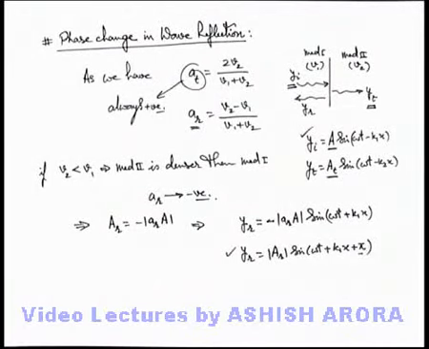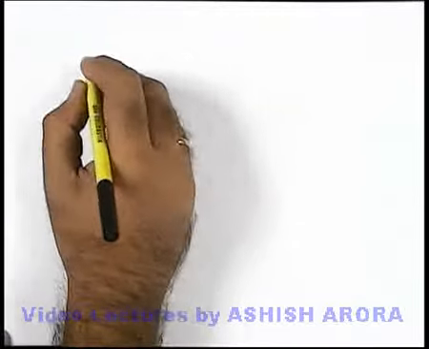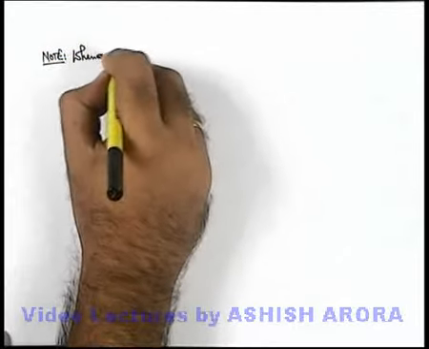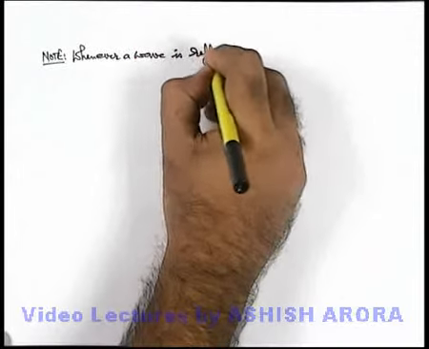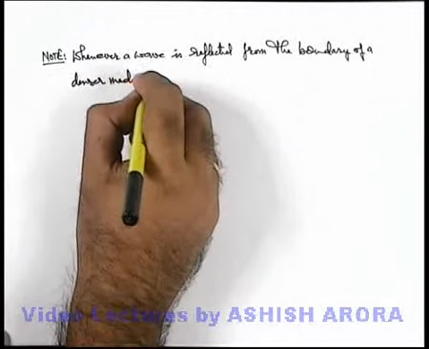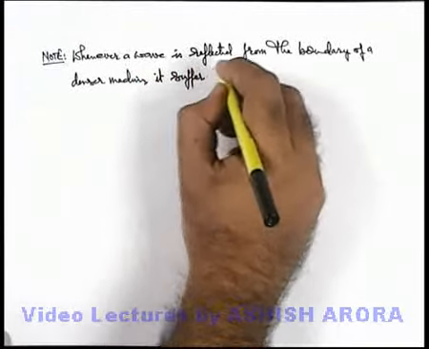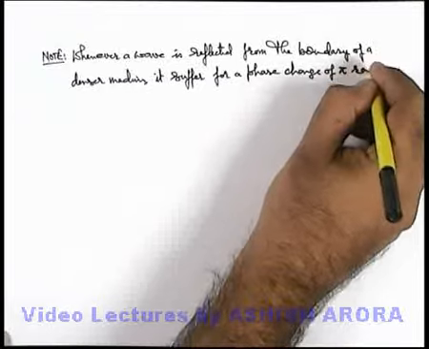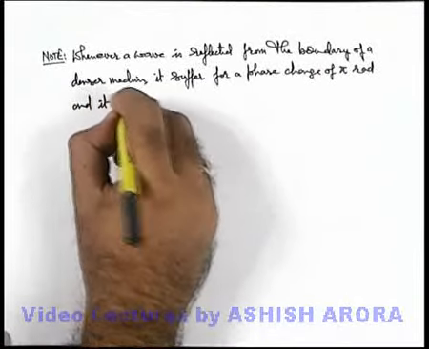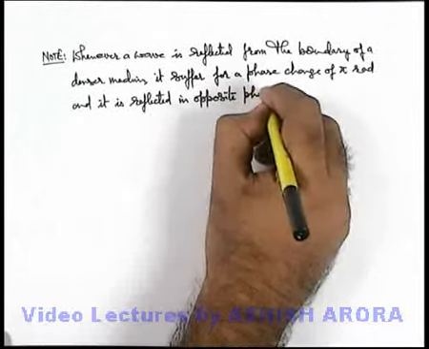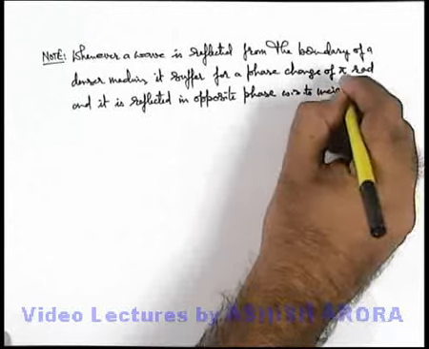Let's write it down on the next slide. We can summarize the effect we have just seen in the form of a note: whenever a wave is reflected from the boundary of a denser medium, it suffers a phase change of pi radian and is reflected in opposite phase with respect to the incident wave.